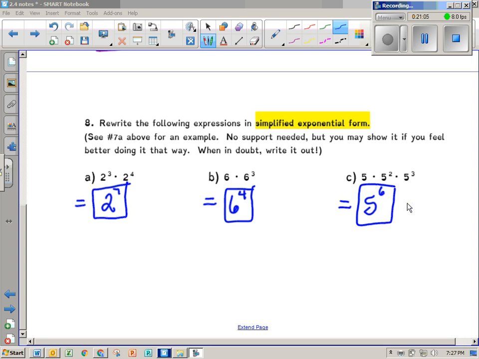Well, that wraps up exponents. You don't have a homework assignment over these properties of exponents, but you'll be using them later in some problems that we're doing with order of operations. Have a good time.